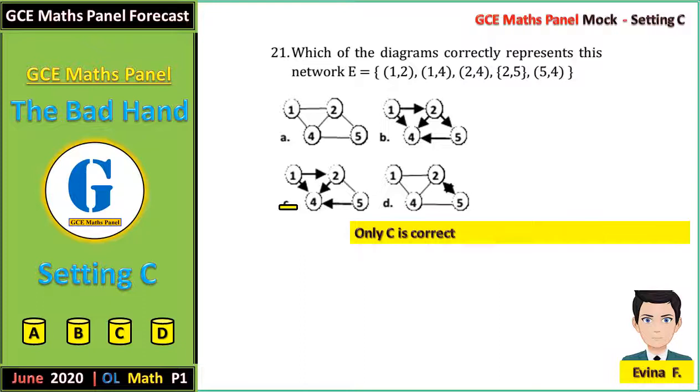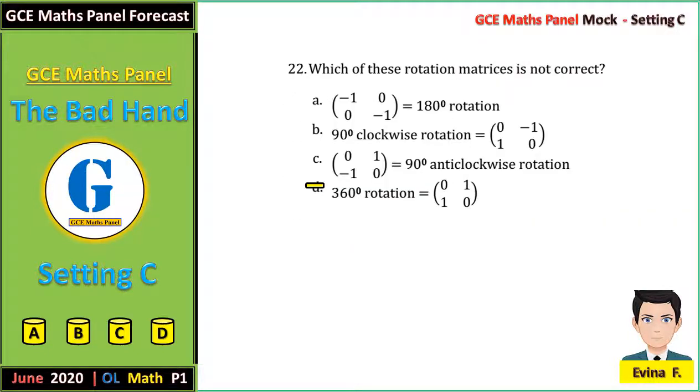So when we look at all of the diagrams that we have, we find out that only B has fulfilled this condition, because without the arrows, it indicates that it is bidirectional for 2, 5, while all the other lines are directed. So this gives us C as a key.